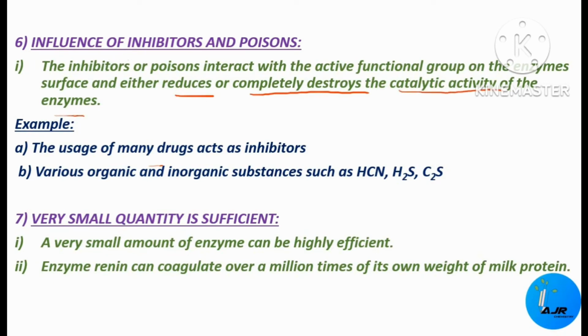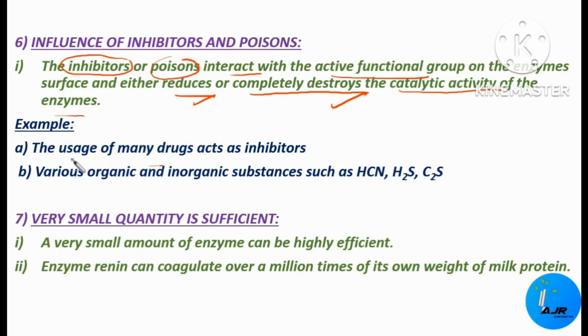Can you understand? So what is the role of these inhibitors or the poisons? They will be interacting with the active functional groups of the enzymes, and they will either reduce or completely destroy the catalytic activity of the enzymes. Actually, the action of the enzymes is controlled by various mechanisms, and they are very sensitive to inhibitors.